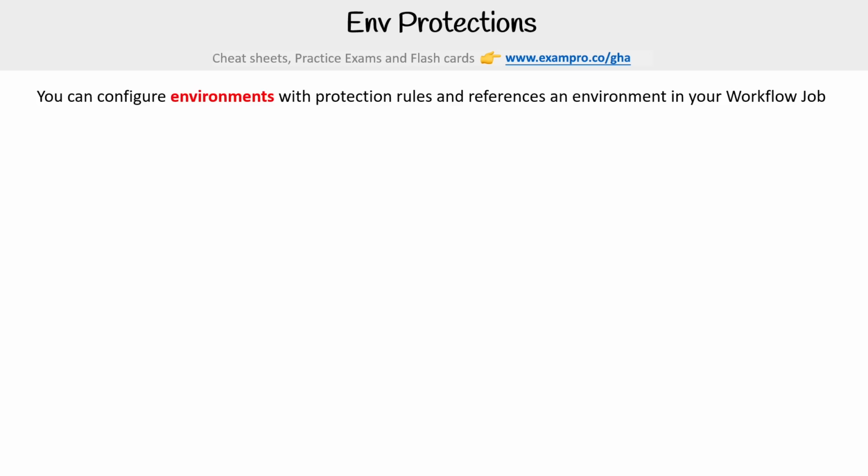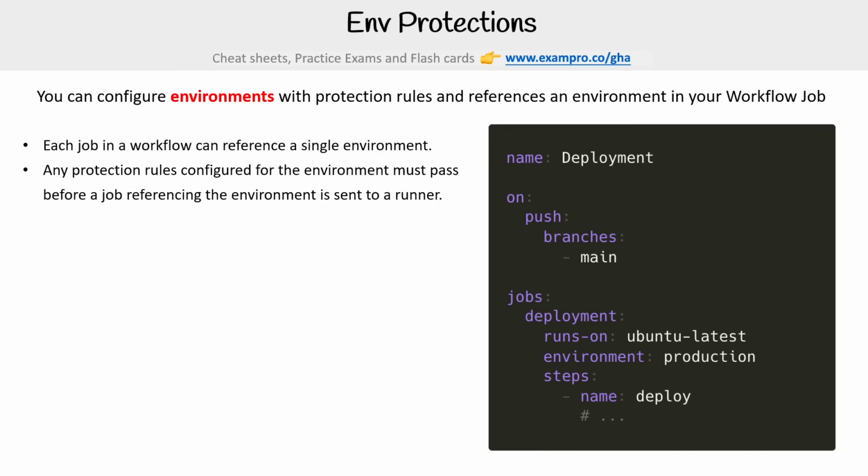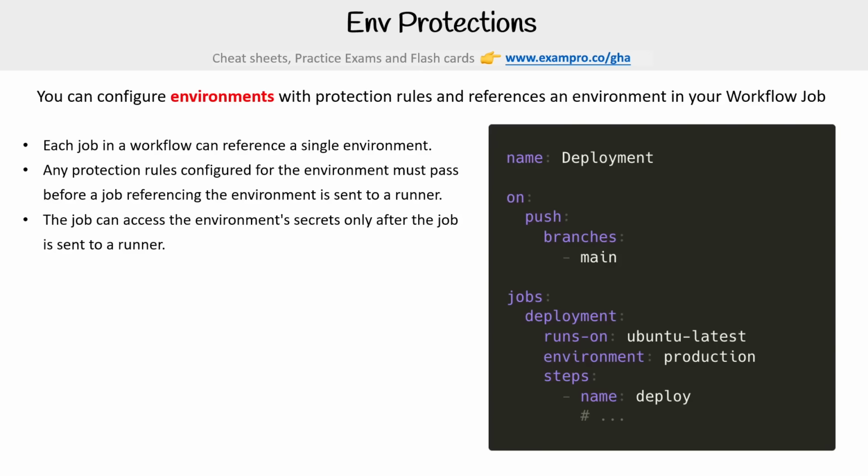We're taking a look at environment protection. So you can configure an environment with protection rules and reference an environment in your workflow job. Each job in a workflow can reference a single environment. Any protection rules configured for an environment must pass before a job referencing the environment is sent to a runner. The job can access the environment secrets only after the job is sent to a runner. And there you go.